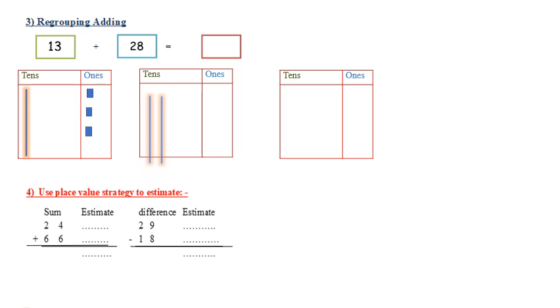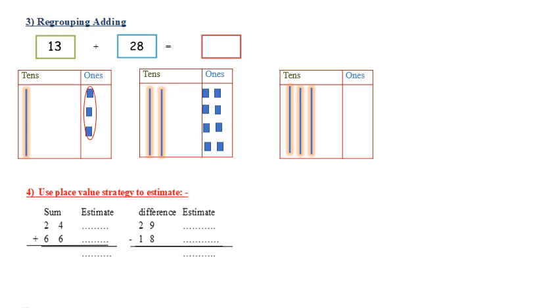8. Okay, let's add tens and tens, then ones and ones. How many tens? Count 1, 2, 3. So I'll draw 3 in tens. Okay, let's count how many ones? 1, 2, 3, 4, 5, 6, 7, 8, 9, 10, 11.